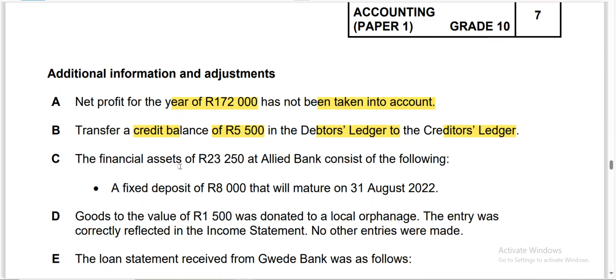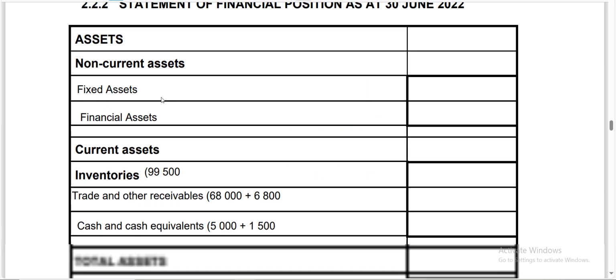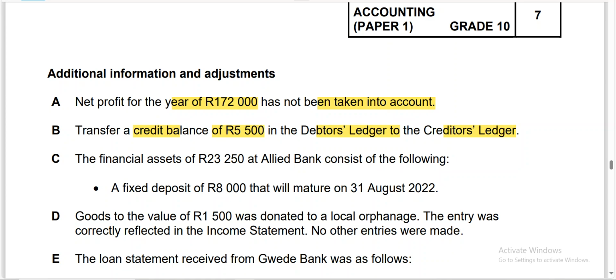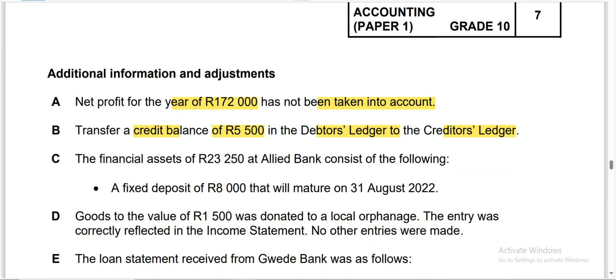The next transaction says that the financial assets of 23,250 at Allied Bank consist of the following. So number one, we know that our financial assets is 23,000. According to this, it is 23,250. You start by recording that, so financial assets, remember, it's 23,250.